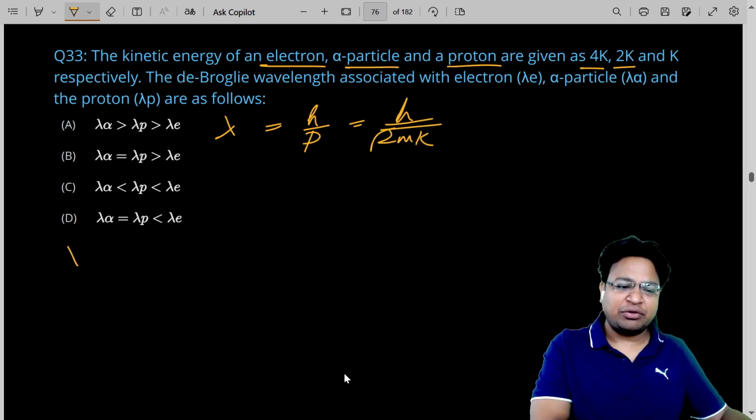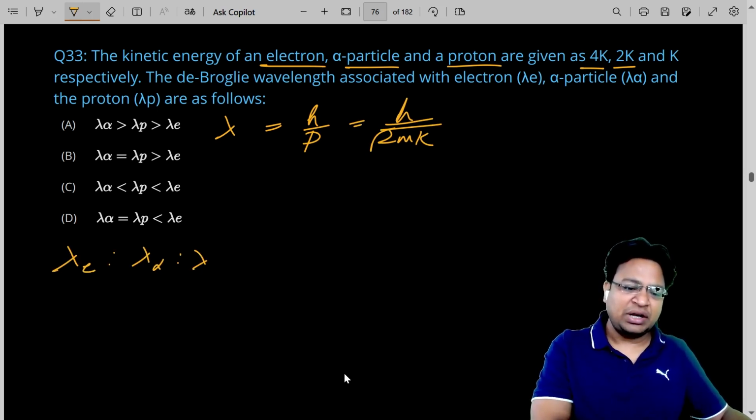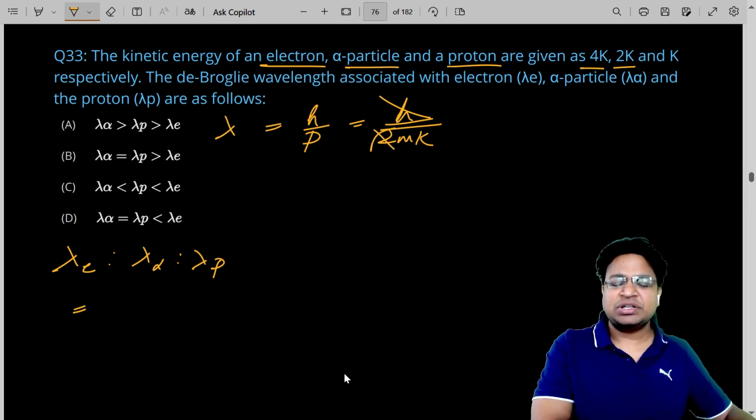So what I'll try to do is find the ratio of the de Broglie wavelength of an electron, alpha particle, and proton. How will I do that? When I take the ratio, h will be common, so it will get cancelled. 2 will be common, it will get cancelled. So essentially, it is the root of m into k that will affect this ratio.